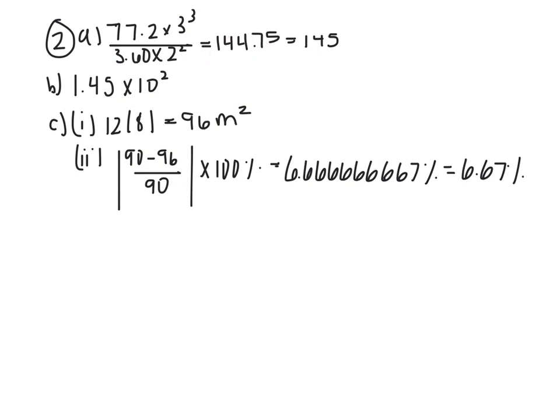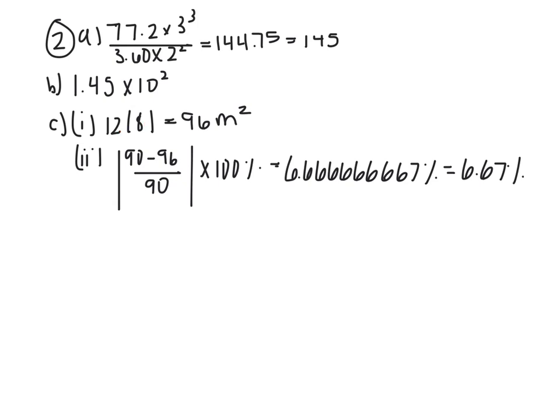If you round that to 3 significant figures, it'd be 145. Part B wants you to write that in standard form or scientific notation, so you end up with 1.45 times 10 to the 2. Part C is kind of a different question. It says that Juan estimates the length of a carpet to be 12 meters and the width to be 8. He then estimates the area of the carpet, so part I wants you to estimate that.